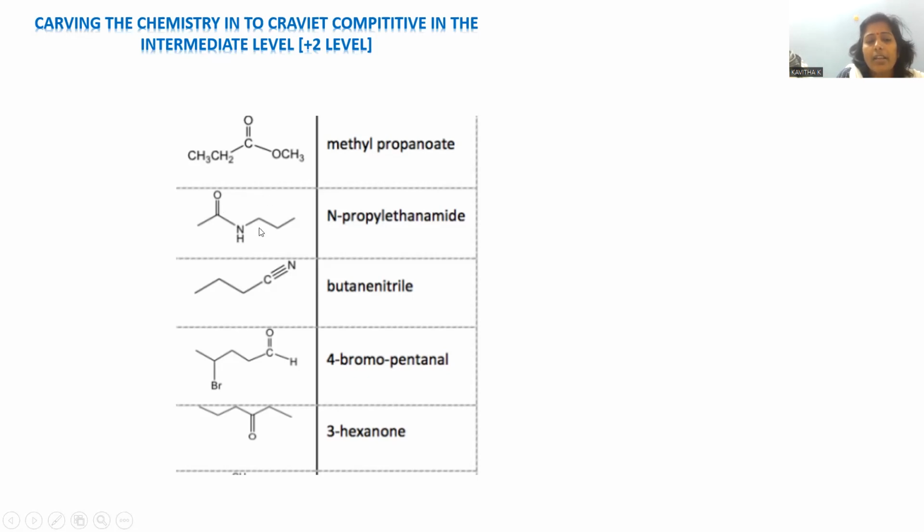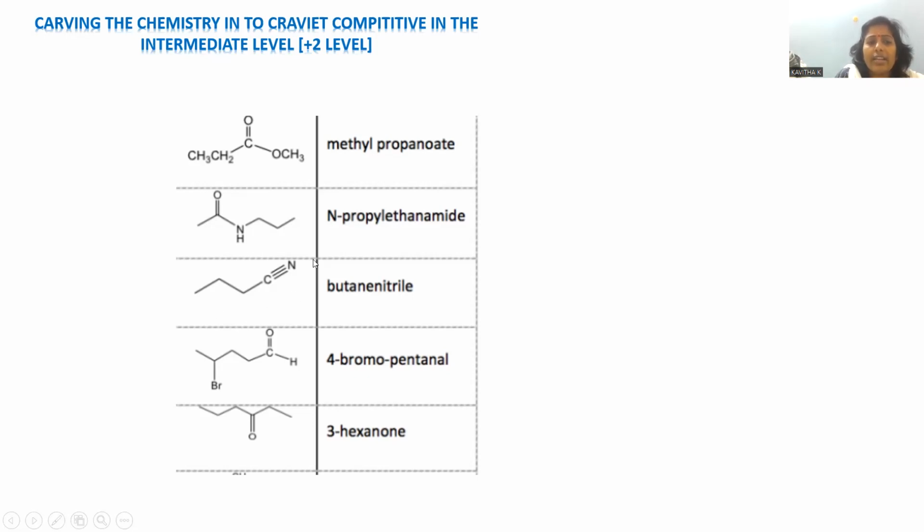N-alkyl alkanamide is given for secondary amides, where the N-alkyl is a 1, 2, 3, three carbon chain on the nitrogen, so N-propyl. N-propyl is the side chain present on the nitrogen. And for alkanamide, how many carbons do we have? 2 carbons are there, and 2 carbons are given with eth. So N-propylethanamide is the IUPAC name of this compound.